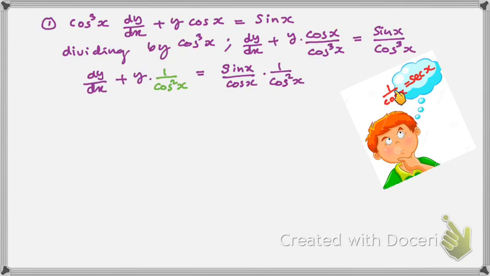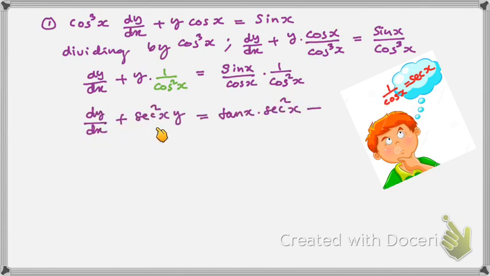So we know that 1 by cos x is sec x. So this 1 by cos square x is going to be sec square x, and sin x by cos x is tan x. So my equation now becomes dy by dx plus sec square x into y is equal to tan x into sec square x, which is equation number 1.